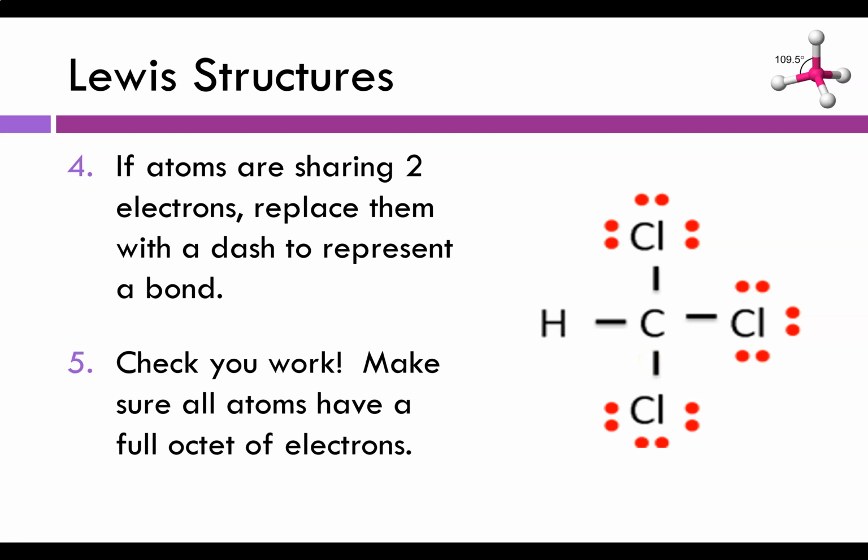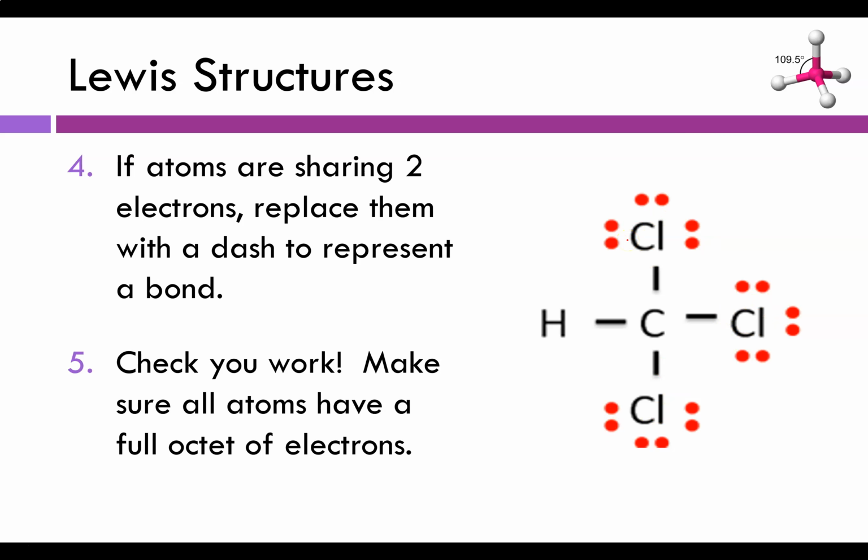Finally, check your work. Make sure all of the atoms have a full octet of electrons, and also make sure that you've got 26. Hydrogen, okay, it's got its 2, no problem. Carbon, 2, 4, 6, 8. Its octet is complete. Chlorine, 2, 4, 6. And those 2 that we counted for carbon also count for chlorine. So that chlorine has a complete octet, as do the other 2.